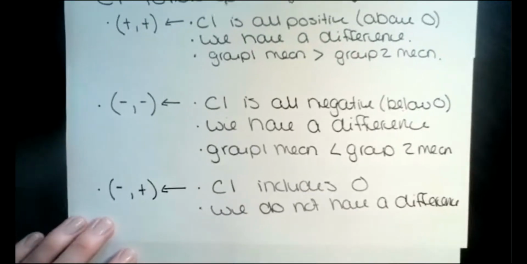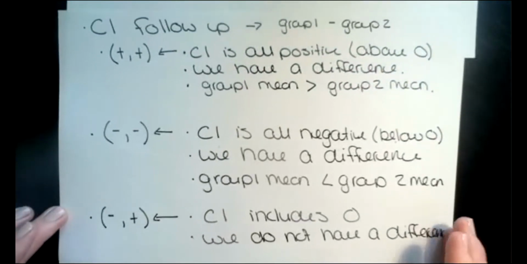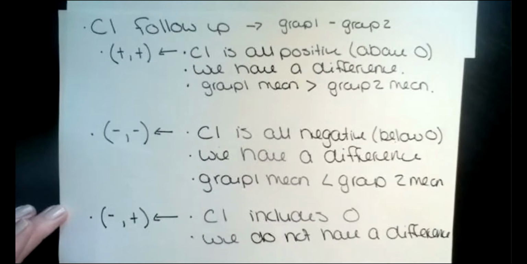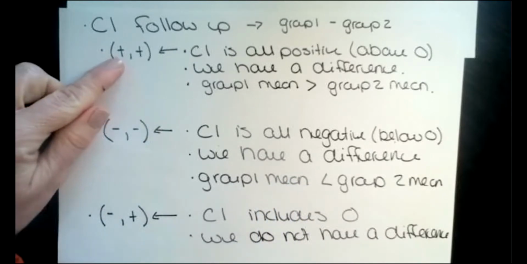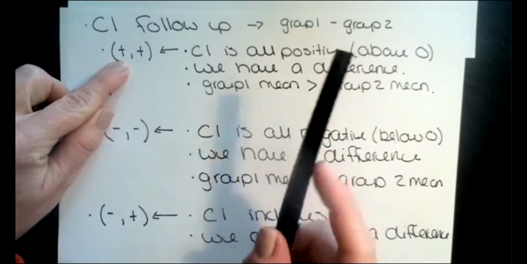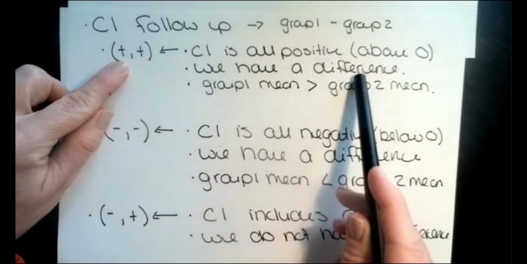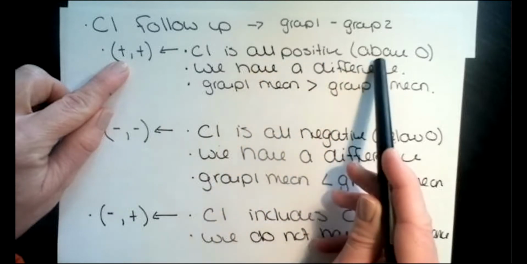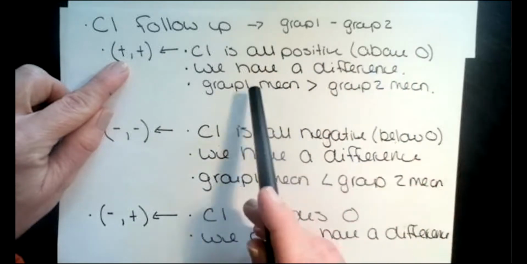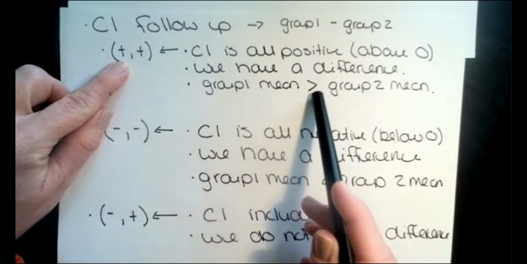So this page right here doesn't just give you your follow-up statement. I mean, you have to write it up yourself, but it gives you the why, right? And it gives you all that information. So if you have a CI that comes out all positive, you would say, we are showing a difference, and that is because my CI is all positive, it's above 0. And what I'm showing is that group 1 mean is greater than group 2 mean.